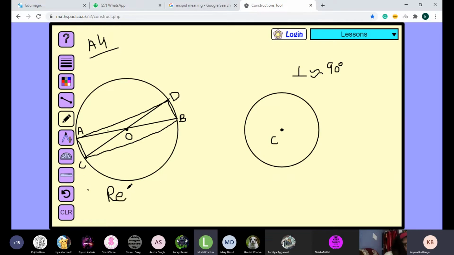Okay? Yes, they are asking you what type of figure you are getting? So the answer is rectangle.